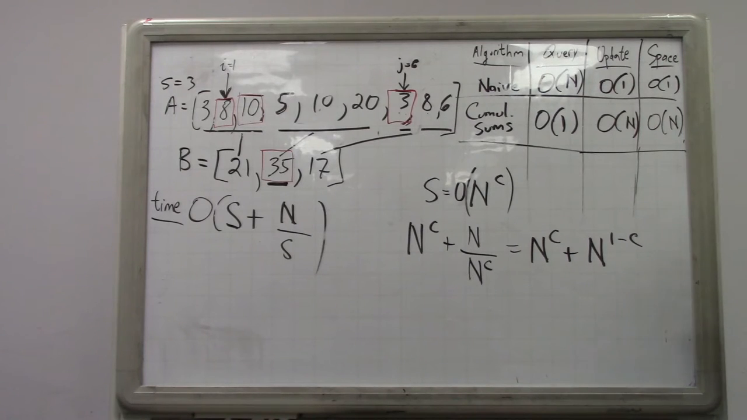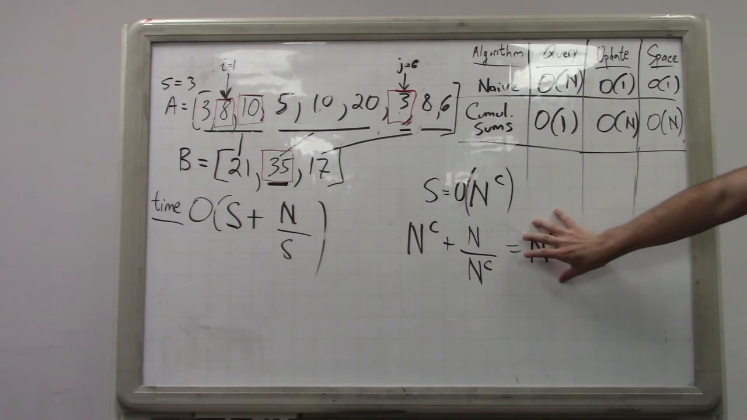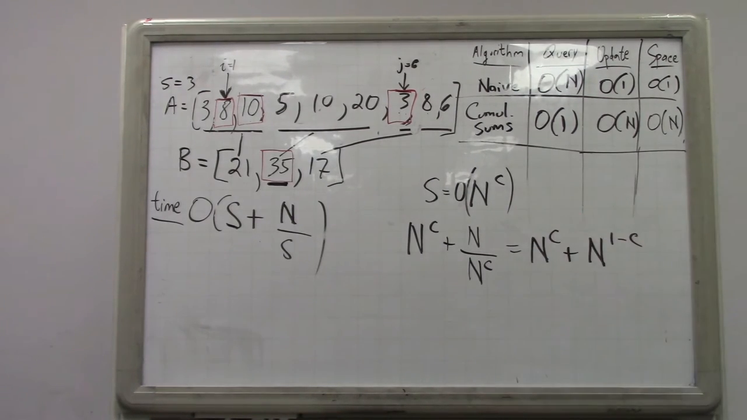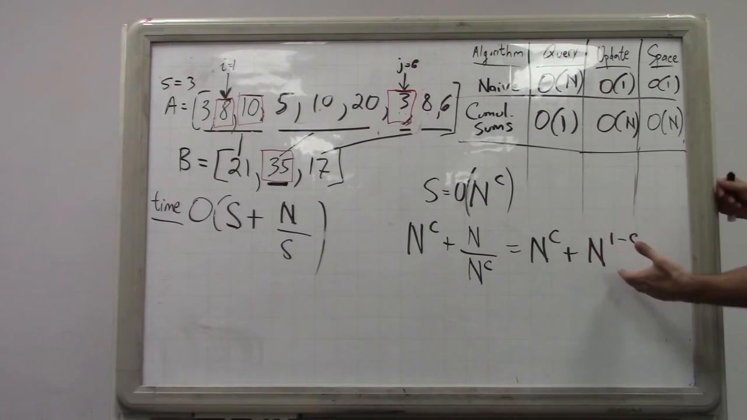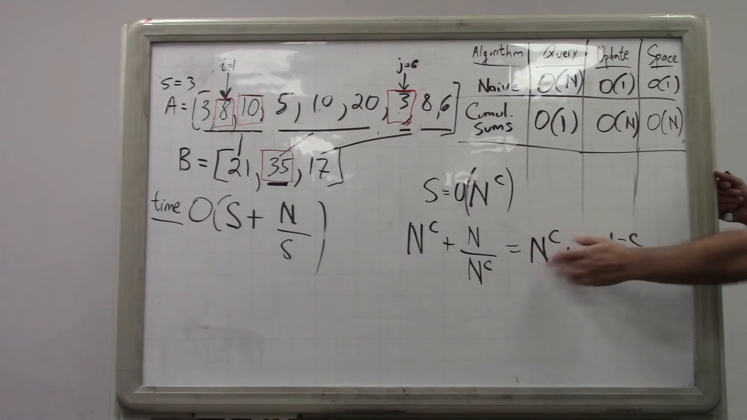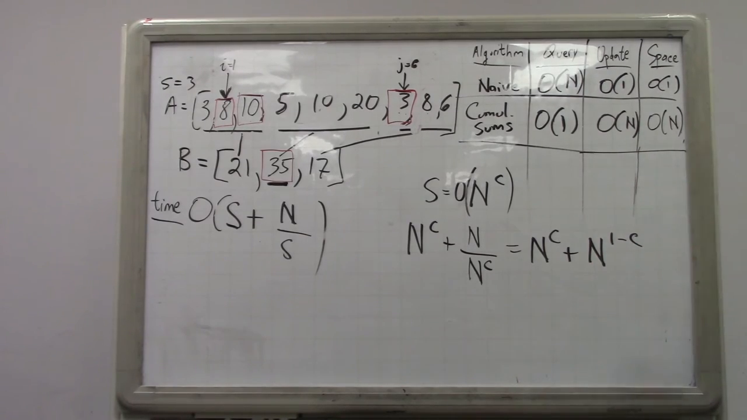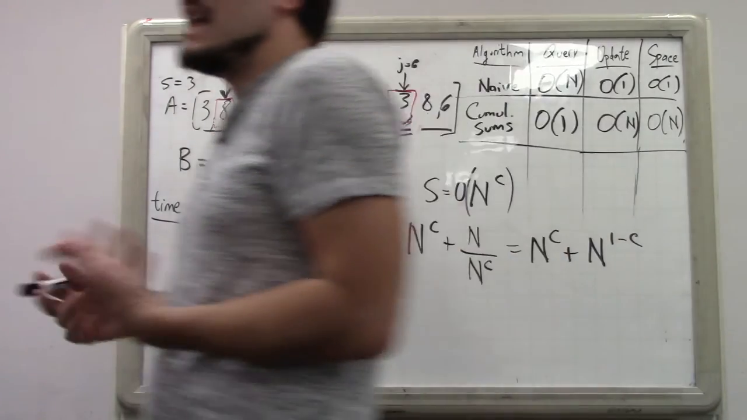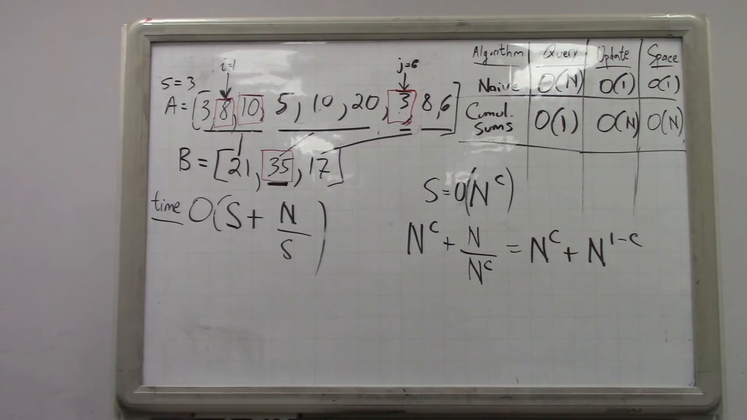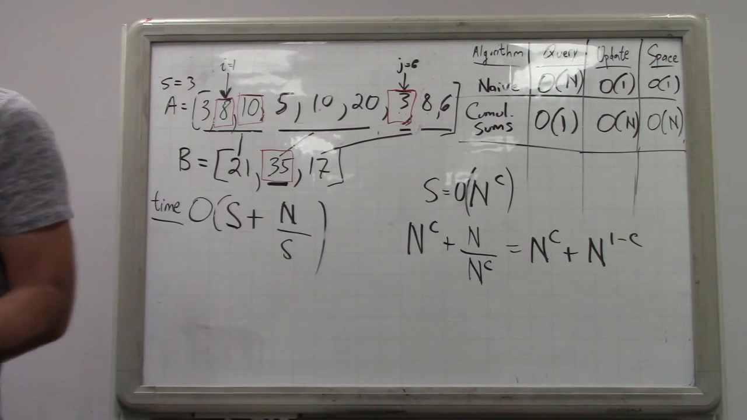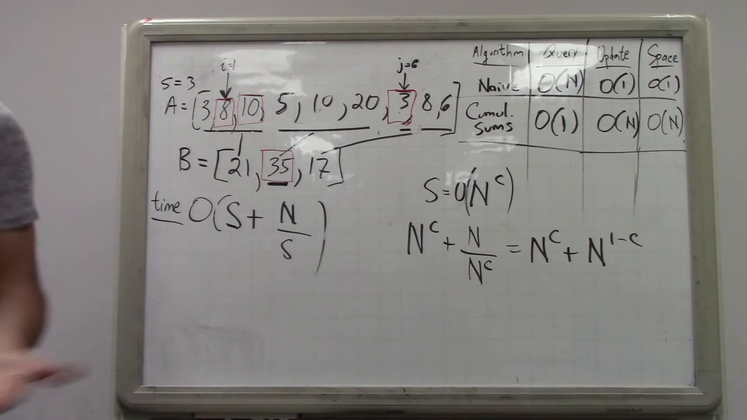So you see what the issue here is. If you pick c to be any greater than 0.5, then this part exceeds square root of n. But if you pick c to be any less than 0.5, then this part will exceed square root of n. Basically, either c or 1 minus c has to be bigger than 0.5, unless c is exactly 0.5, in which case they're both 0.5, and that's the smallest you can get.